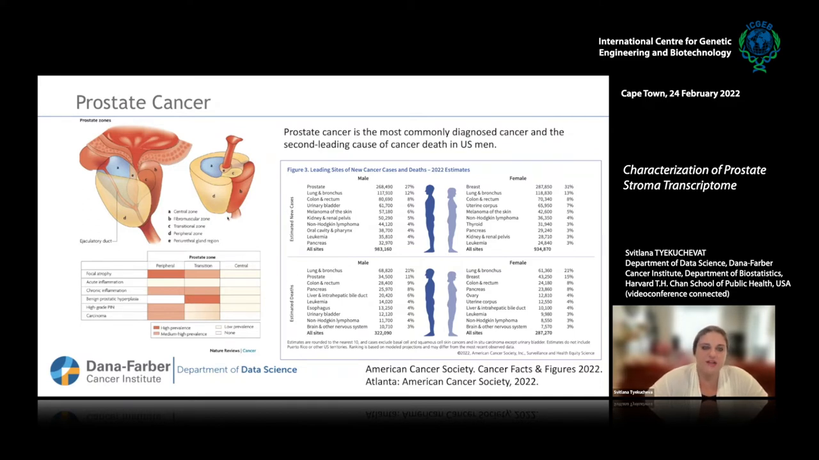Prostate cancer arises mainly in the peripheral and transitional zones of the prostate. And so far, I'm sorry, I'm having issues with flipping my slides.